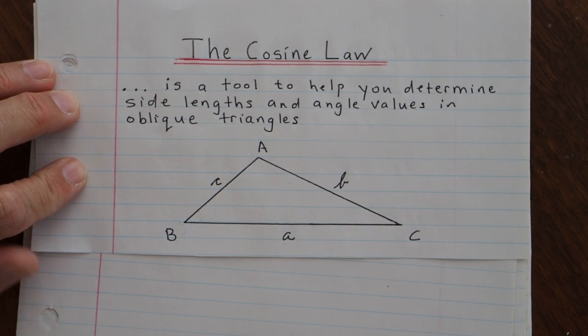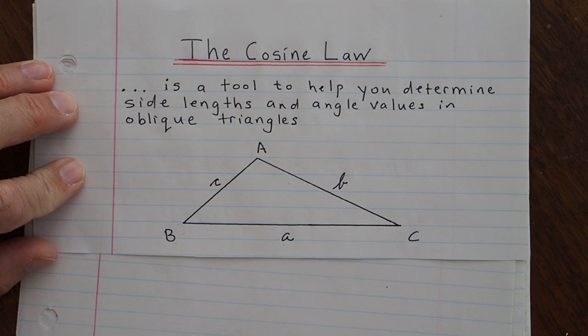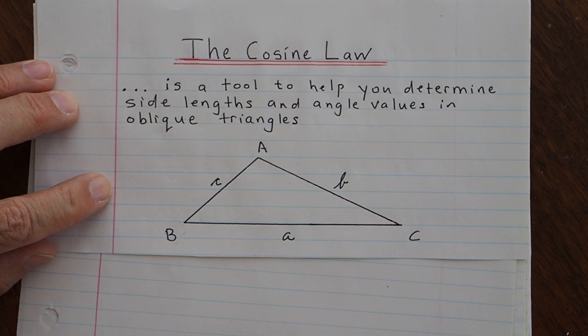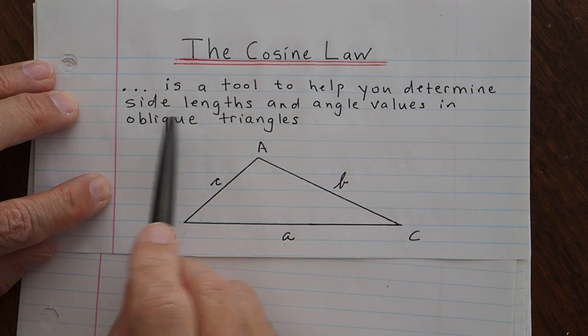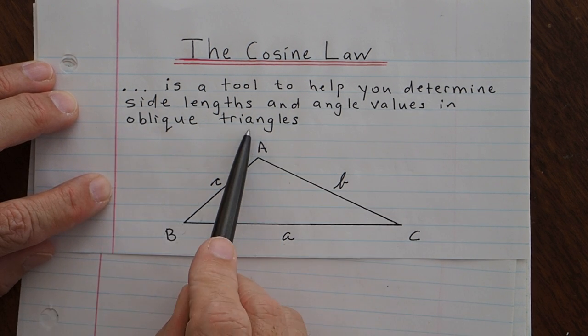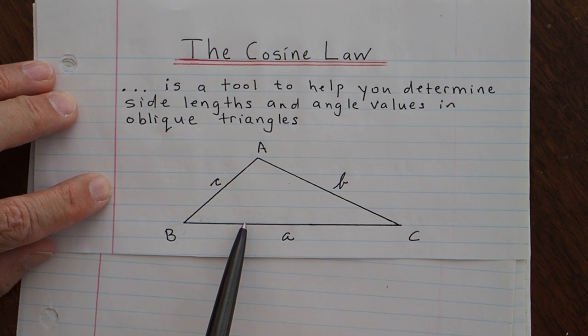Hello everyone, HMT here with this short video on the cosine law. The cosine law is a tool to help you determine side lengths and angle values in oblique triangles. This triangle is oblique because it contains no 90-degree or right angles.